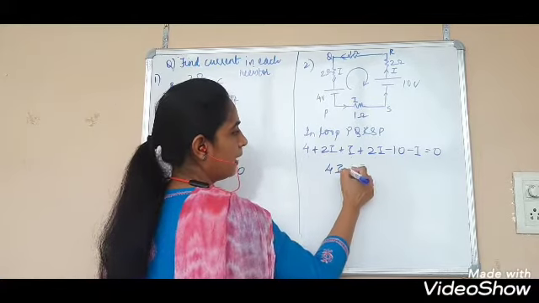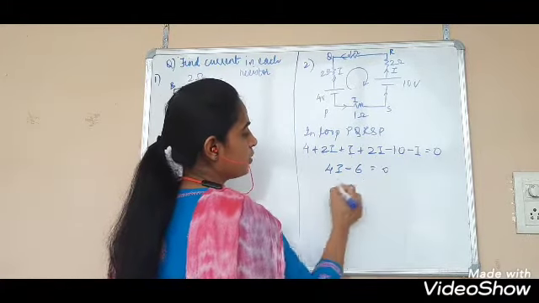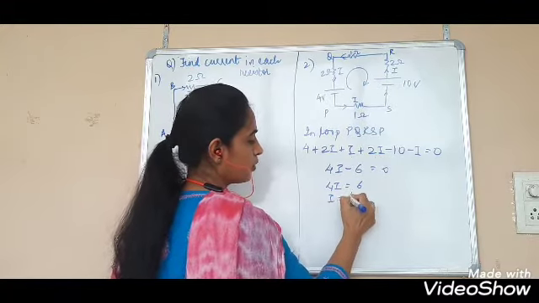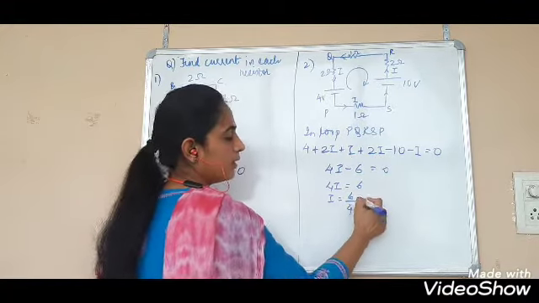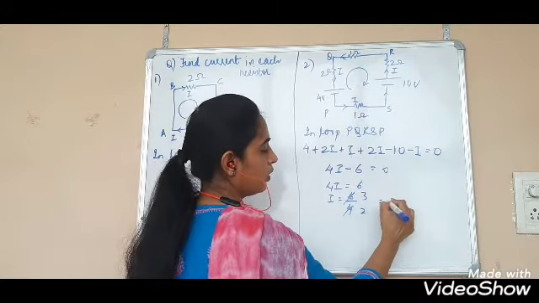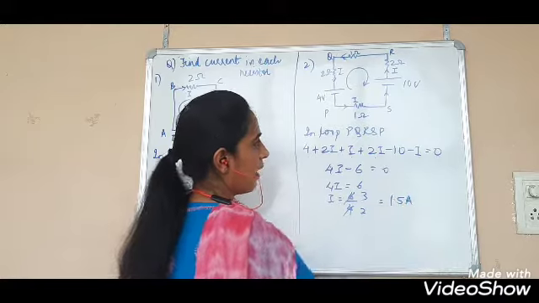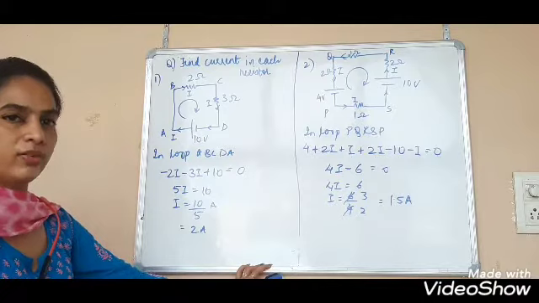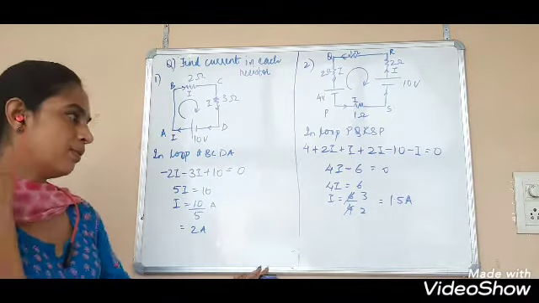So 4I minus 6 is equal to 0, or 4I is equal to 6, or I is equal to 6 by 4. That is equal to, 2 3s are 6, 2 2s are 4, 3 by 2, that is 1.5 ampere. Okay, so the current in each resistor is 1.5 ampere. Okay, these are simple ones.